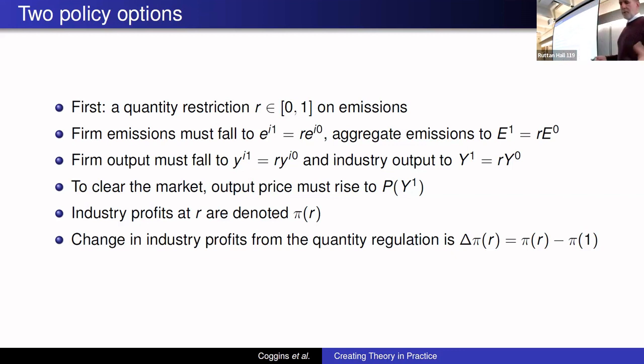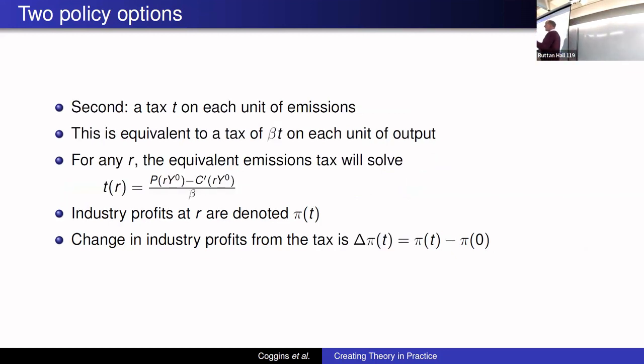Profits change. The change in profits is delta pi. The alternative to the quantity restriction is a tax. And we can figure out for any given R an equivalent tax to achieve the same reduction in pollution. There's a new profit level. Of course, the taxes come out of profit. I haven't written that down here. And there's a change, delta pi of t, the tax.